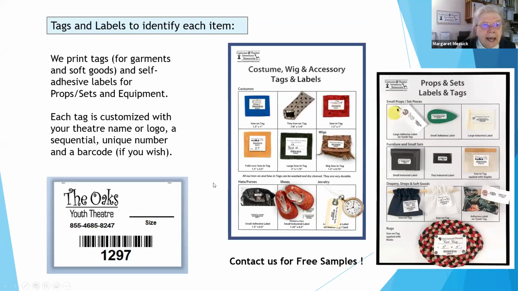Now, here we are about tags. We print thousands and thousands of tags, close to 300,000 tags per year for our customers in at least 15 different countries. So our tags are very, very easy to read. They're very durable, and they're very soft for the ones that go in your costumes. They're very sticky for ones that go onto your equipment or props.